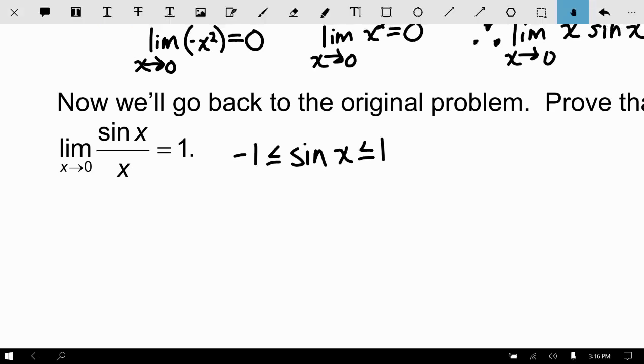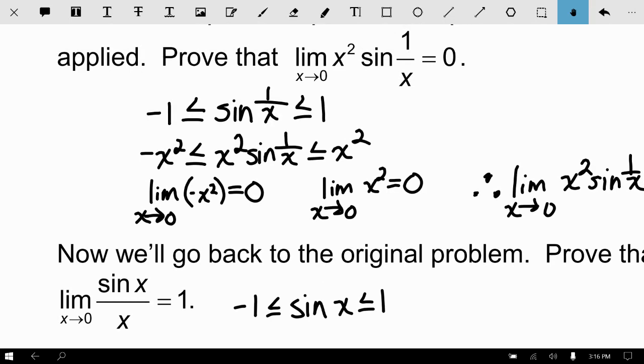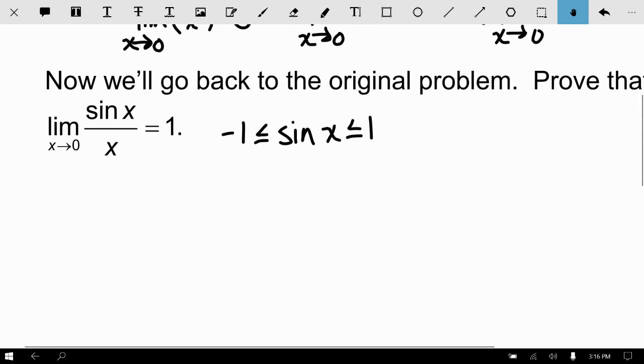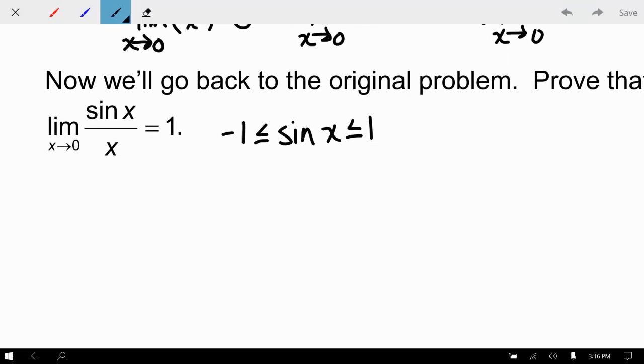On the problem above, when I multiplied by x squared, it was always a positive number, so it wasn't going to change my inequality. If I divide by x, it could be positive or negative. So I have one case if x is positive, another case if x is negative, and then a third case if x is 0, which is going to give me different behavior as well. So I'm already seeing that this might be a problem.